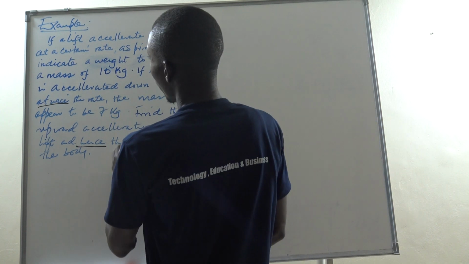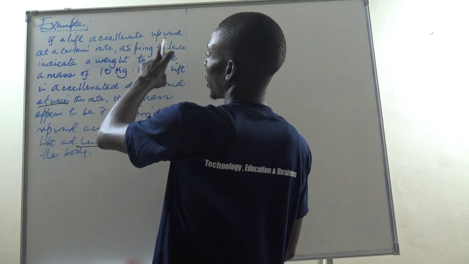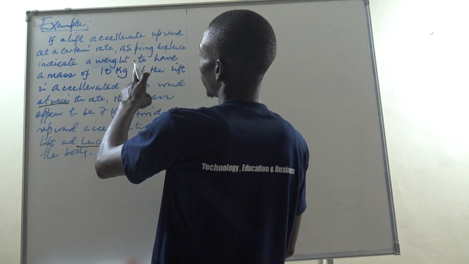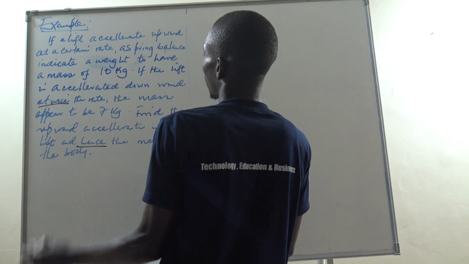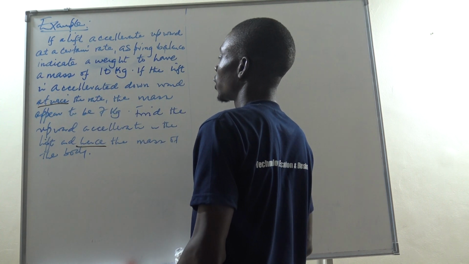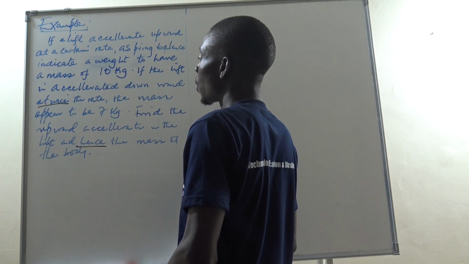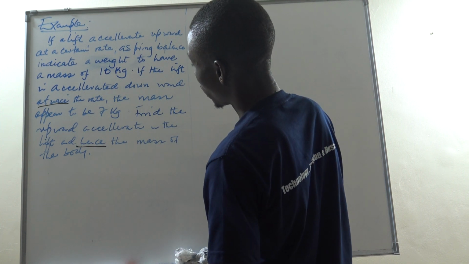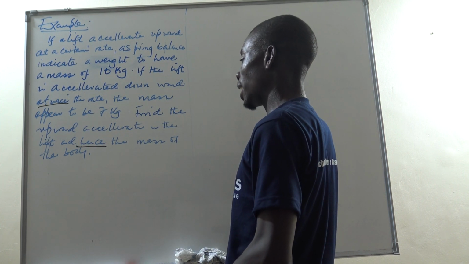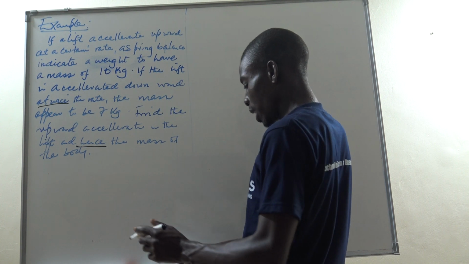So we have an example here: if a lift accelerates upward at a certain rate, a spring balance indicates a weight to have a mass of 10 kilograms. And if the lift is accelerated downward at twice the rate, the mass appears to be 7. Find the upward acceleration of the lift and hence the mass of the body.